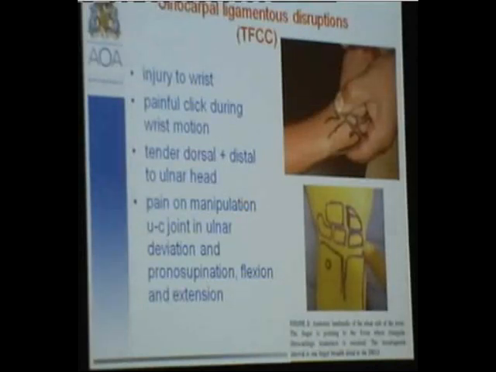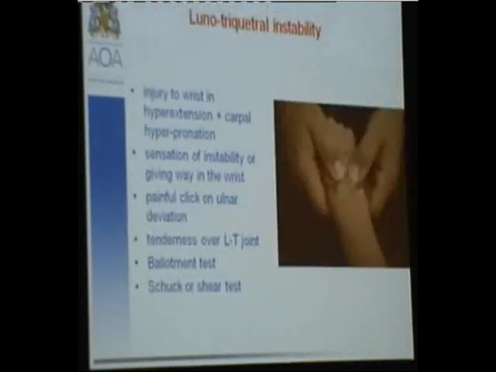Lunar-triquetral instability is the poor cousin of scapholunate instability. Everyone hears and knows about scapholunate, but the lunar-triquetral joint, I think, is often forgotten. Again, it's often an injury to the hyperextended wrist, and the patient has a sensation of instability and giving way of the wrist, and painful again on ulnar deviation, and they may feel a clunk in the wrist.